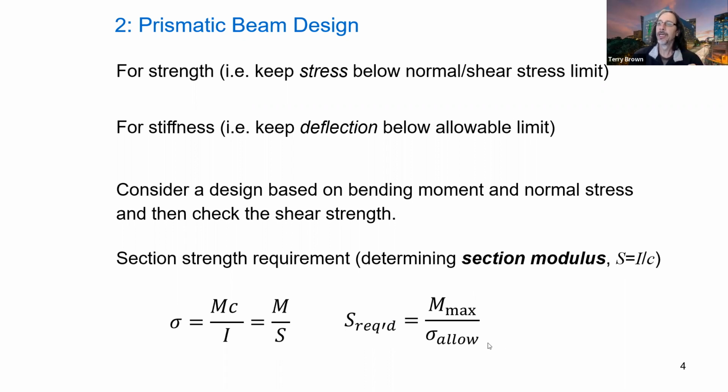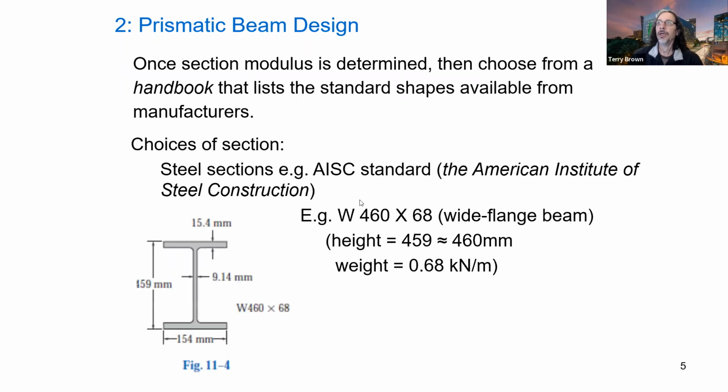We did our bending moment diagrams a few weeks ago to work out where the maximum bending moment was. Now, if we choose a material and we have an allowable normal stress, we can design or choose a beam section to meet these strength requirements. The way we generally do that is to look up handbooks that have lists of standard beam shapes and sizes that you can choose from.